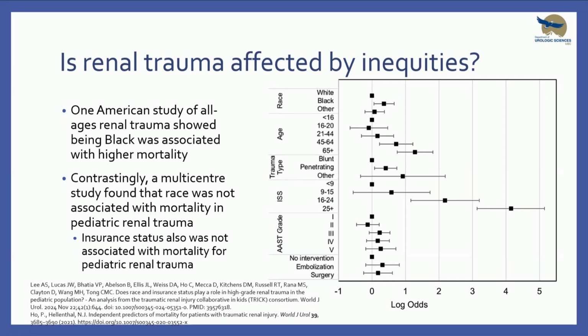Interestingly, a multi-center study showed that race as well as insurance status was not associated with mortality in pediatric renal trauma. Plenty of reasons why this could be. It could possibly be that mortality from pediatric renal trauma is already so low at baseline that any possible risk factors do not affect it.